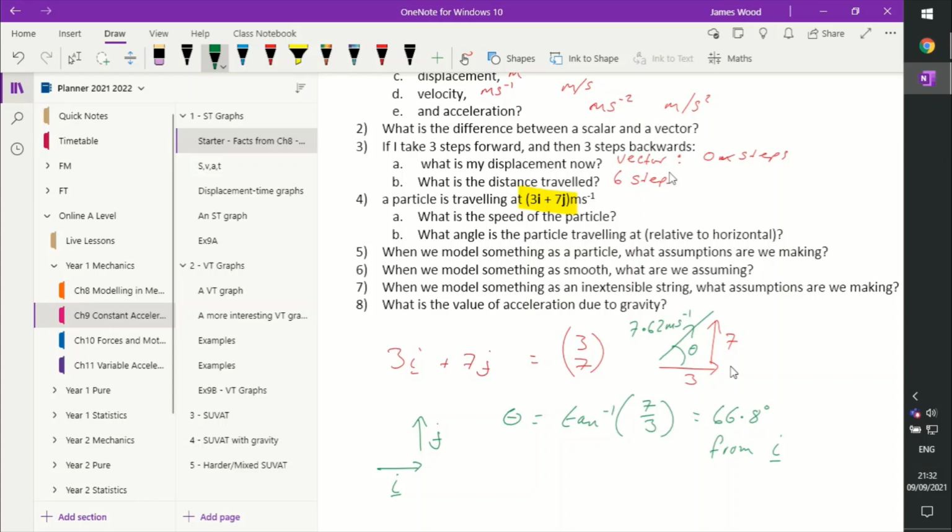Though, if we model something as smooth, what are we assuming? Well, we're assuming that there's no friction when we say smooth. It can just slide over each other without any friction.